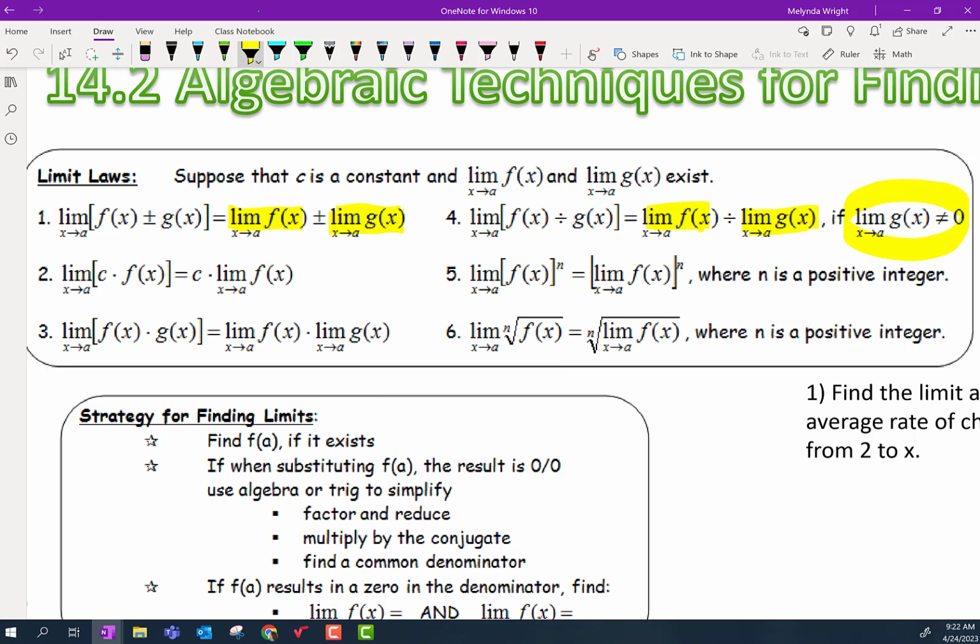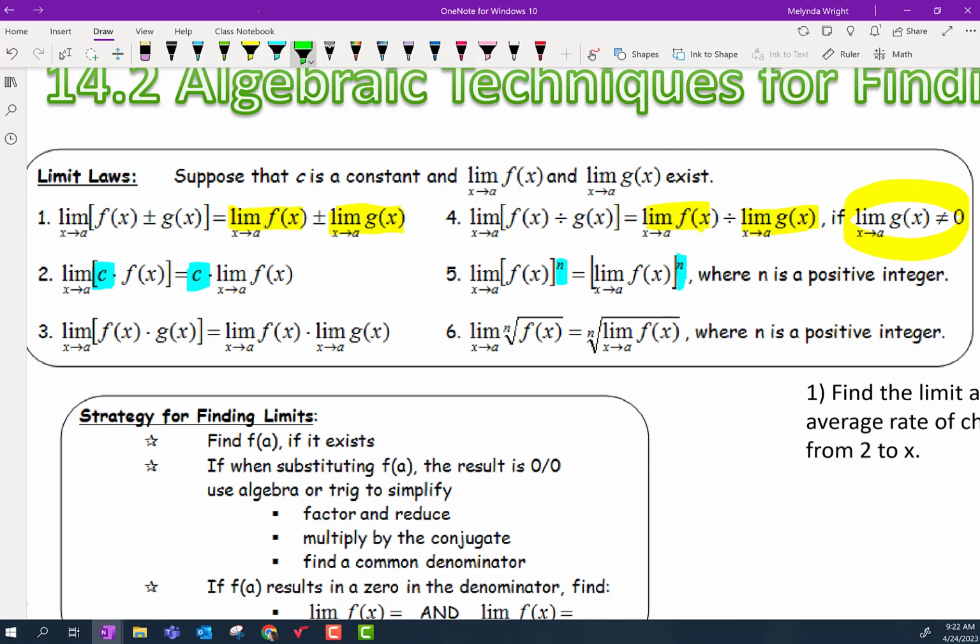We'll just come back over here to number 2. C, we know, is a constant. It's just like a number, like 5 or something. We are allowed to pull that out front and then take the limit of the rest. The next one is if we have a function raised to a particular power, we are allowed to take the limit of the inside and raise the whole thing to that power. So these are just things that we can utilize if we need to.